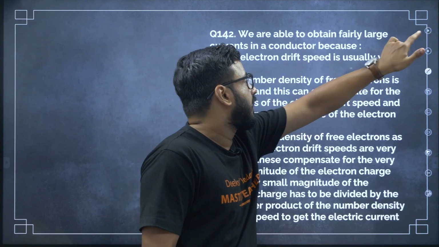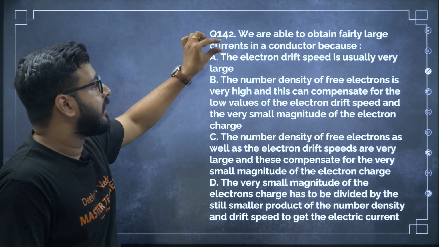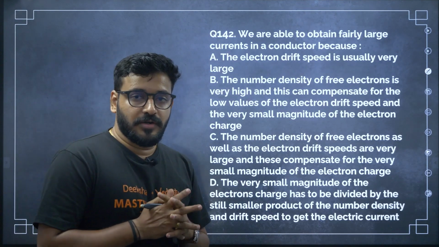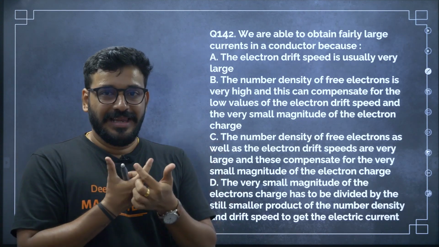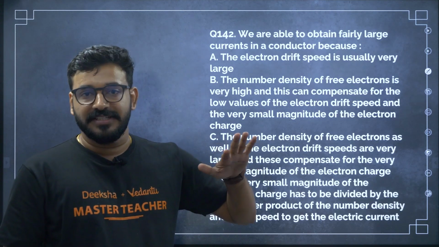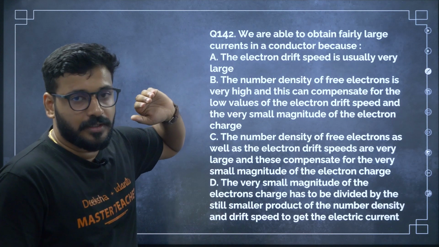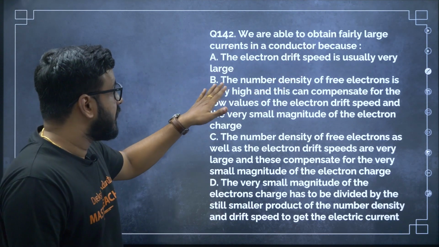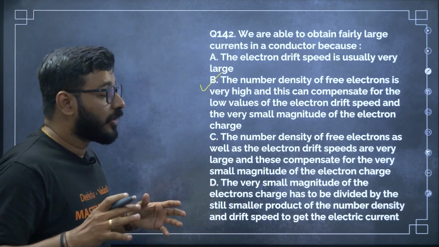Fine. Let us look at the next question. Yes, we are able to fairly obtain a large current in a conductor because, now this is something you have to relate to your drift velocity. Drift velocity is a quantity with a very small magnitude, something in the range of 10 to the power minus 6, minus 7. So it is not very large. First of all, option A has to be disregarded, because the drift velocity is not large. The correct answer is option B, because the number density of free electrons is very high.